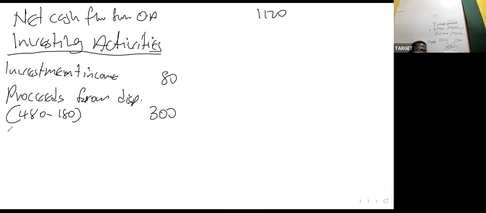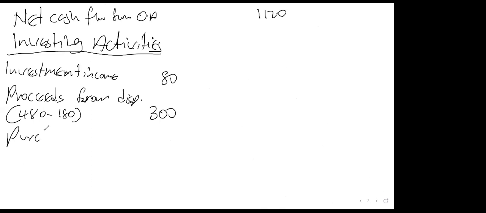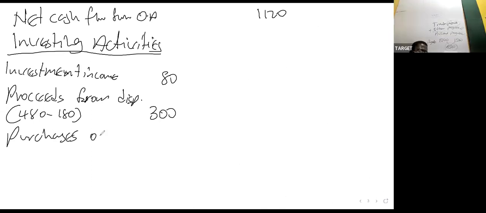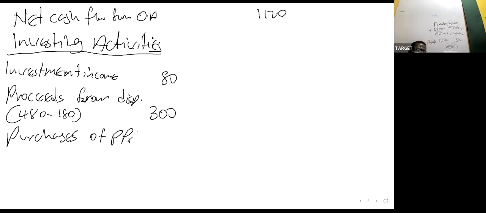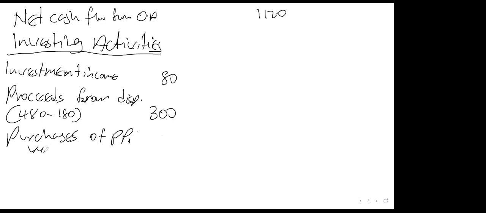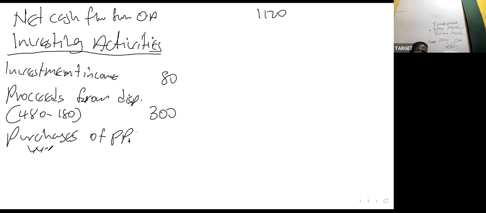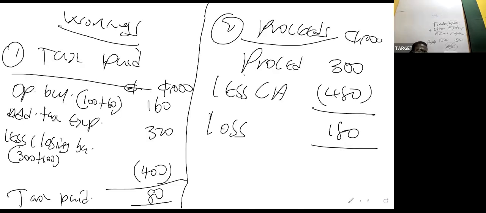Right here, purchases of PP. Purchases of what? PP. Workings number 3. Let's go, workings number 3. So workings 3, let me do it here. PP. Look how I'm going to do it. This is about the PP schedule. One logo line. Go by this approach and you are fine.